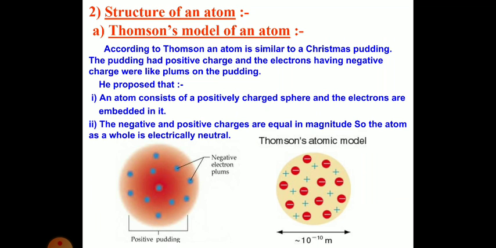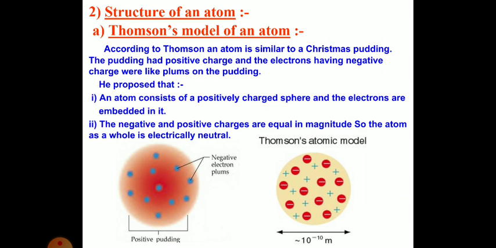Structure of an atom. In this topic, first of all we will learn the history of the atom, that is Thomson's model of an atom. Students, according to Thomson, an atom is similar to a Christmas pudding. The pudding was positively charged, and the electrons having negative charge were like plums in the pudding. Let us see this figure.